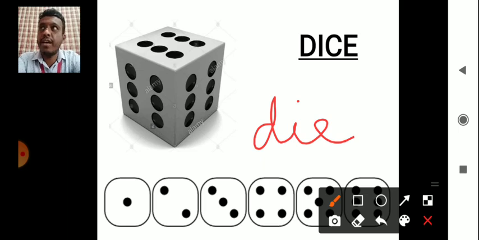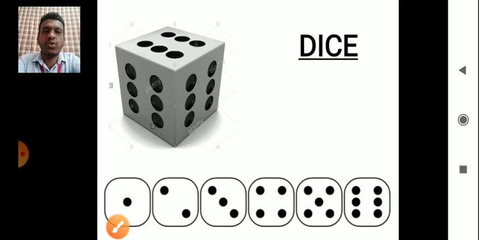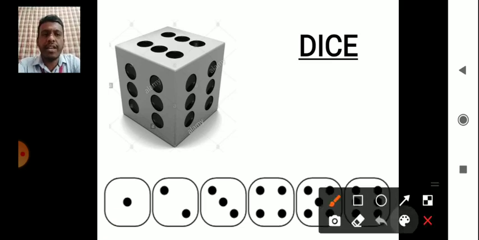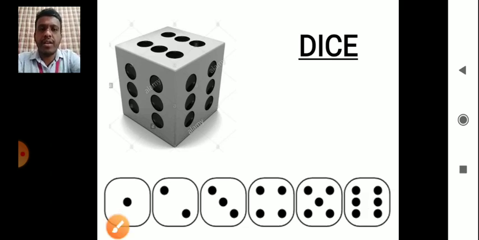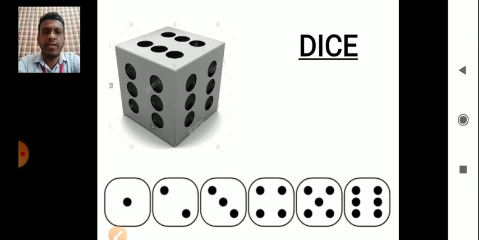A pair of die. So a die has six faces. These are the six faces: 1, 2, 3, 4, 5, 6. When you roll a die, what are the possible outcomes? The possible outcomes are 1, 2, 3, 4, 5 or 6. Is there any other possibility? No, there is no other possibility. So your sample space is 1, 2, 3, 4, 5 and 6.